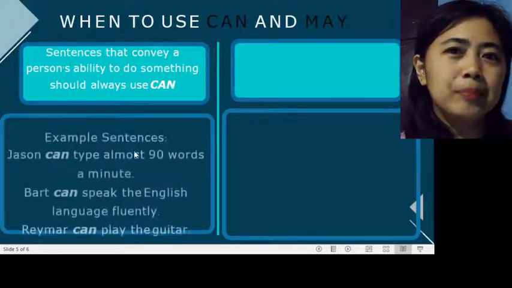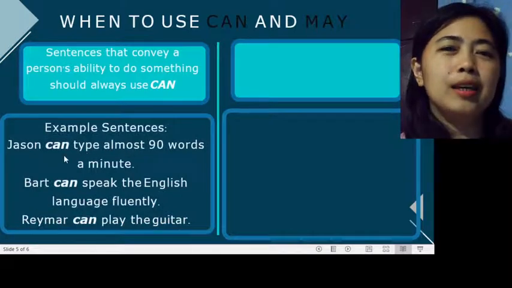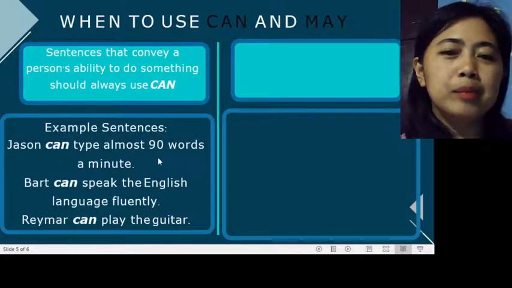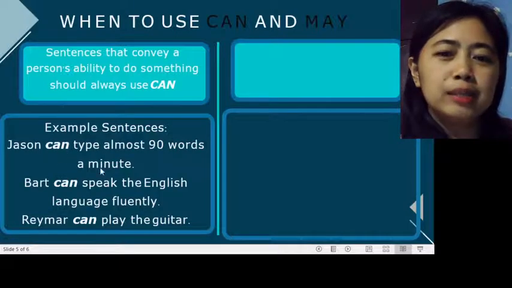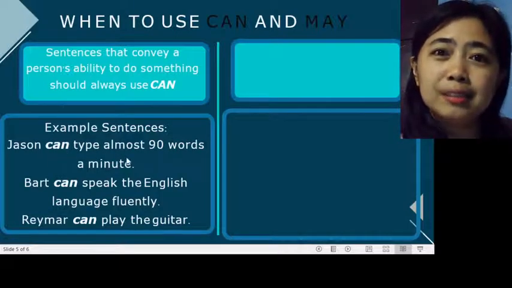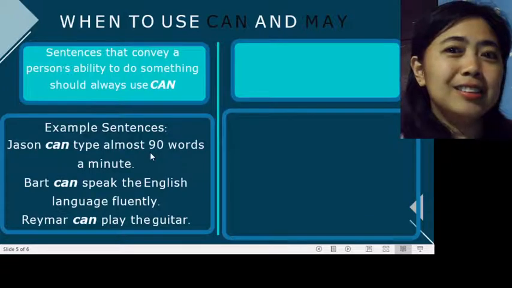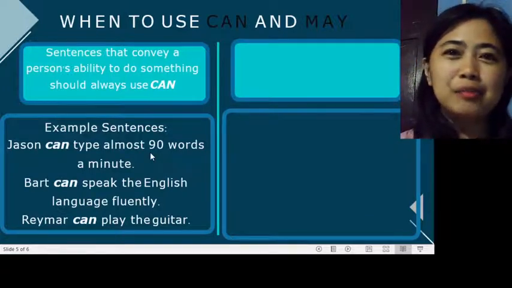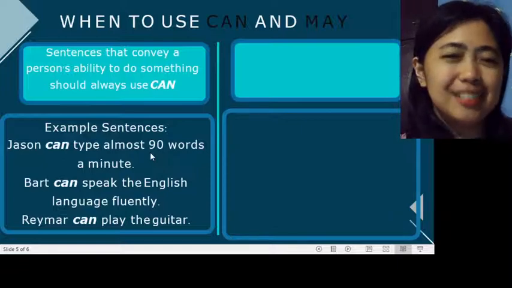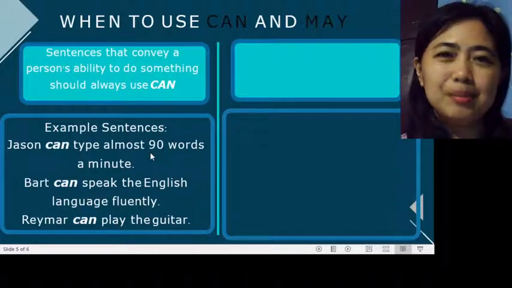Okay, we have here example sentences. Jason can type almost 90 words a minute. Can type, which means Jason has this ability. So it's not really that common. In my case, I can only type 40 words per minute. Yes, so that is really an ability.